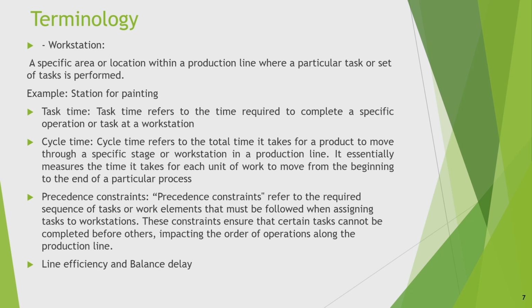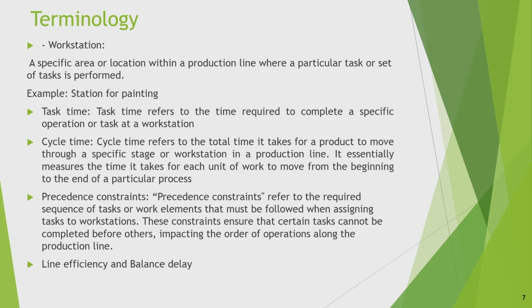Precedence constraints. Precedence constraints refer to the required sequence of tasks or work elements that must be followed when assigning tasks to workstations. So there is some precedence, this should be done first, then after that the next task should be done. These constraints ensure that certain tasks cannot be completed before others, impacting the order of operation along the production line.